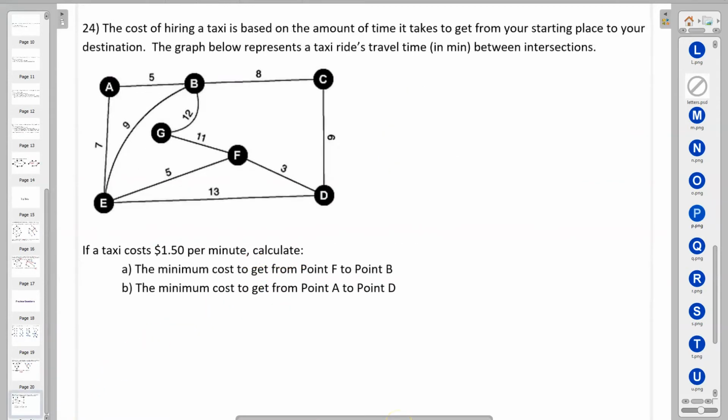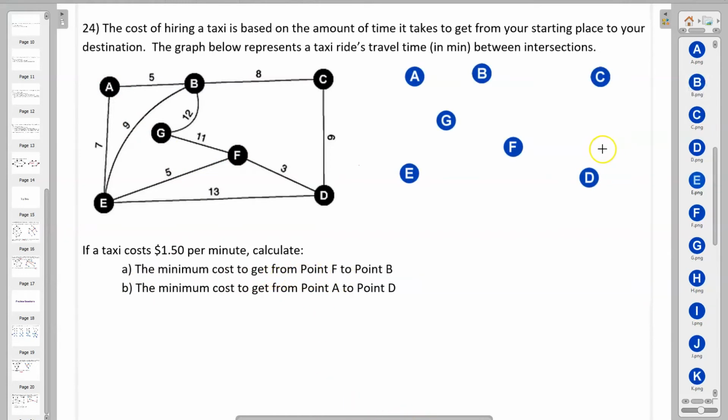The cost of hiring a taxi is based on the amount of time it takes to get from starting point to your destination. The graph below represents a taxi ride's travel time in minutes between intersections. If a taxi costs $1.50 per minute, calculate the minimum cost to get from point F to point B, and then calculate the minimum cost to get from point A to point D. Let's start with the minimum cost from point F to point B.